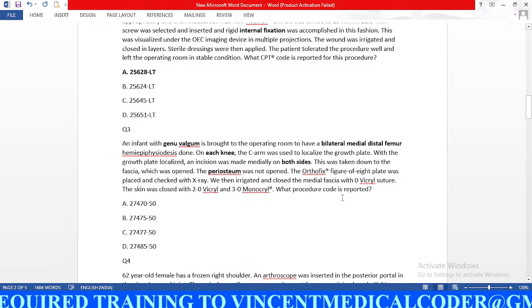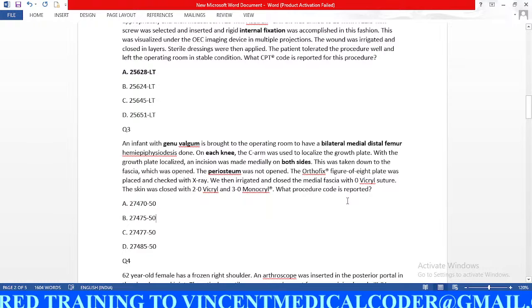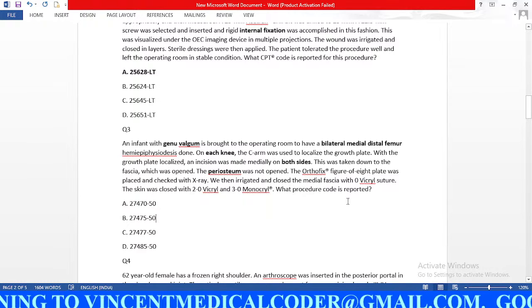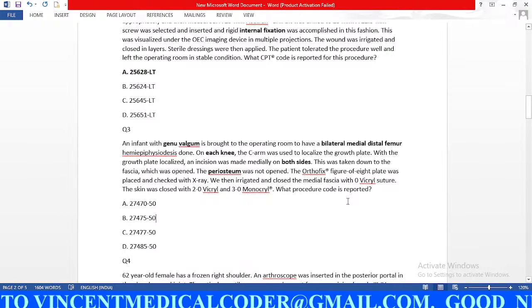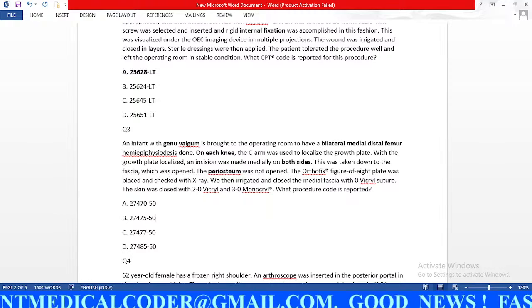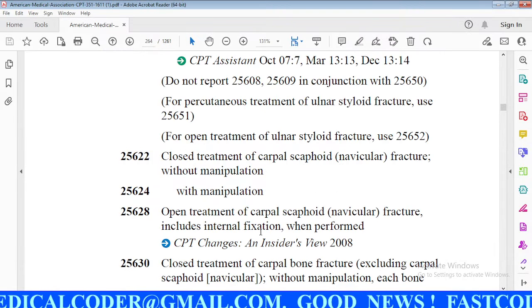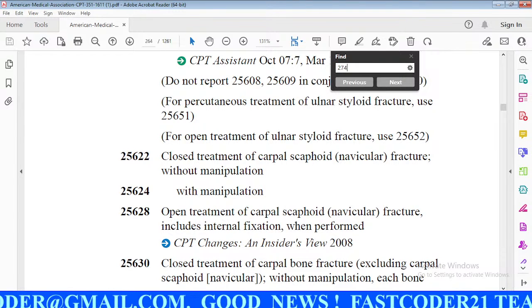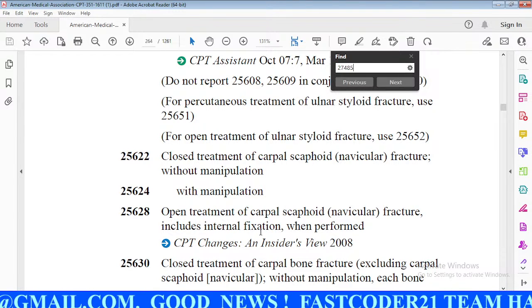What procedure code is reported? So for this, most of the people wrote the correct answer only. So our answer here is 27485. We will check directly that. So as most of the people wrote the correct answer, we need not worry about this one. 27485 directly.